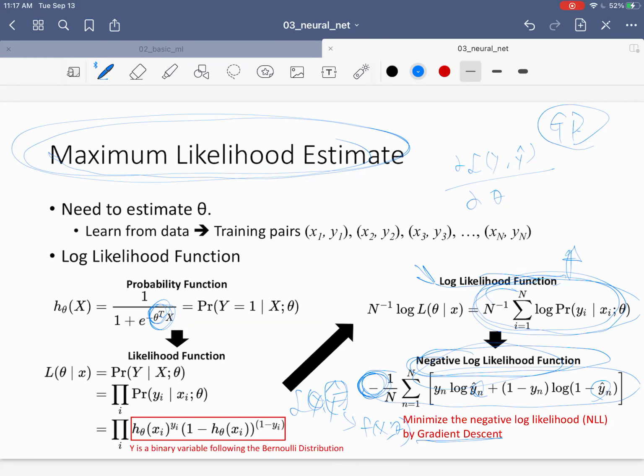So yeah, you'll run into negative log likelihood functions all the time, not just for binary output, but for multinomial distributions, like multi-class classification. You still use negative log likelihood.